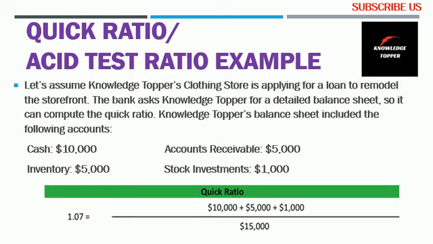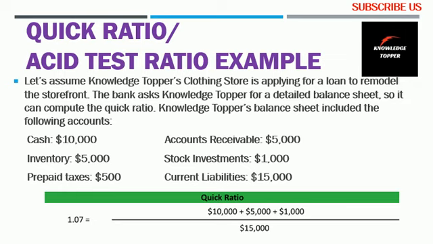Here's an example. Let's assume Knowledge Topper's clothing store is applying for a loan to remodel the storefront. The bank asks Knowledge Topper for a detailed balance sheet so it can compute the quick ratio. Knowledge Topper's balance sheet included the following accounts: cash of $10,000, inventory of $5,000, accounts receivable of $5,000, stock investments of $1,000, prepaid taxes of $500, and current liabilities of $15,000.